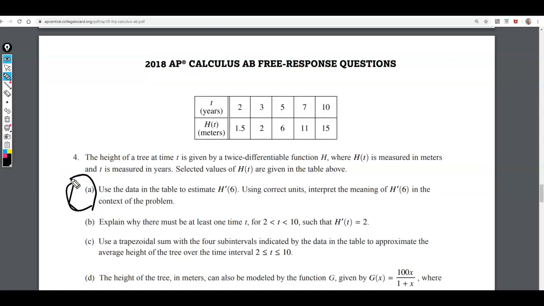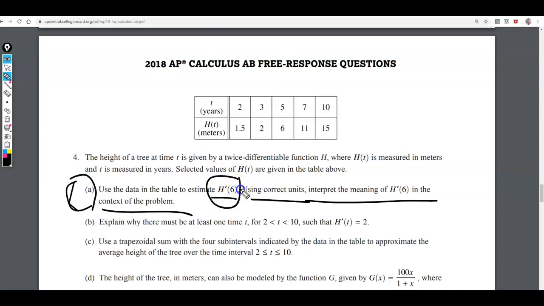It says the height of a tree at time t is given by a twice differentiable function h, where h is measured in meters, t is measured in years, and selected values of h are given in the table above. So it says in part A, use the data in the table to estimate h prime of 6, and then using the correct units, interpret the meaning of this in the context of the problem. So that's exactly what we're going to be doing. This is going to be worth 2 points.